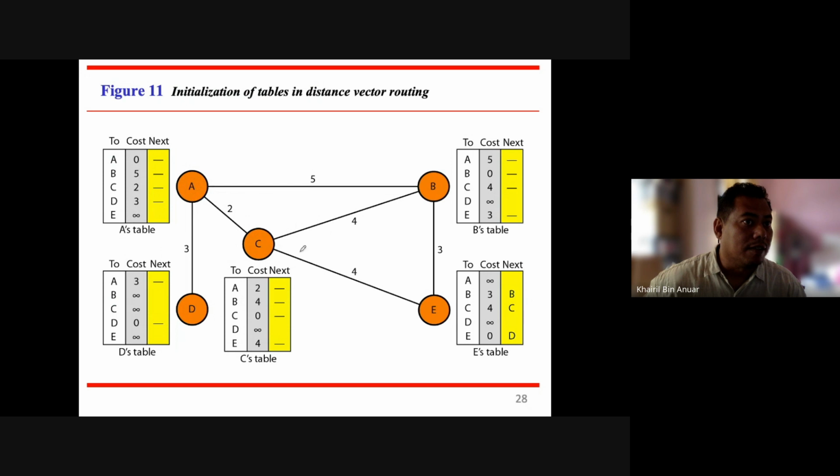Same goes for the rest, like this D. It is only attached to A, so it only knows the cost to A, and the rest is infinity. So this is the initial table itself.